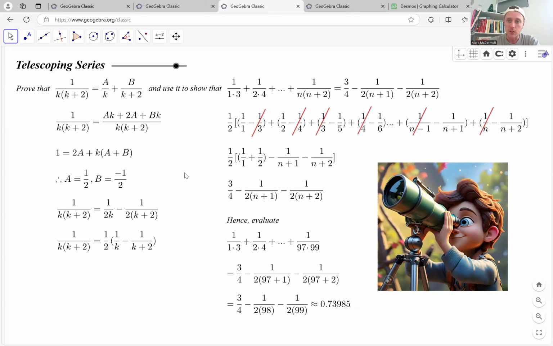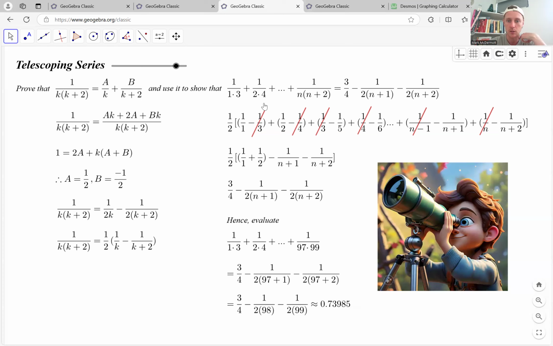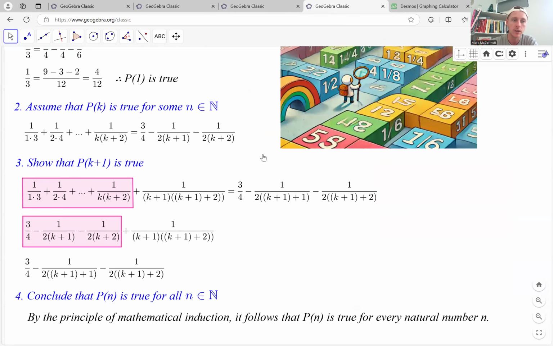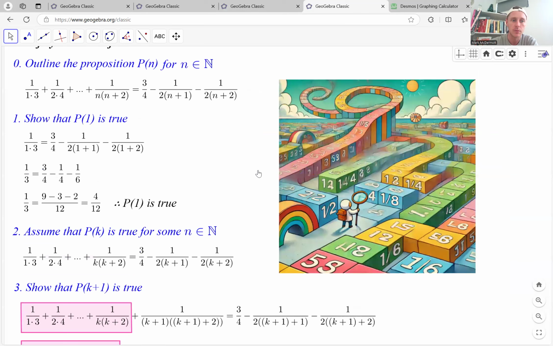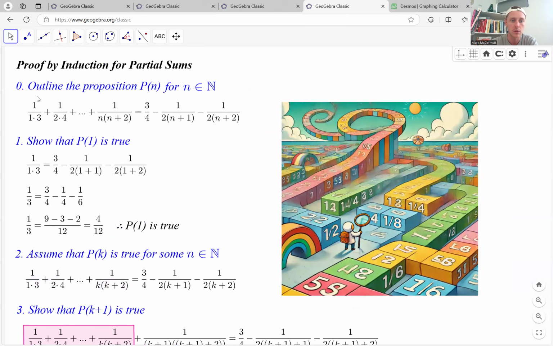That's our first proposition, and what we need to do with our proof by induction is show that it works for the first natural number 1, right? So what we're actually going to do is come over and start doing our proof by induction. Let's just be clear. This method we used here for our telescoping series wasn't using proof by induction, but we could actually do this same problem using proof by induction. So if we come over here and go to the top, this is what we're going to do. We're going to prove proof by induction for partial sums. So we're going to outline the proposition, and the proposition is the same as before.